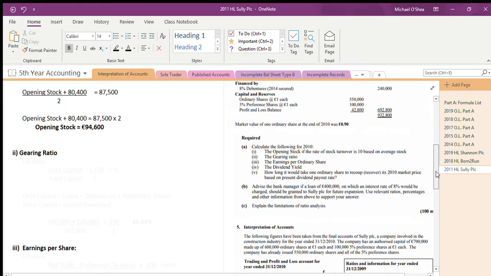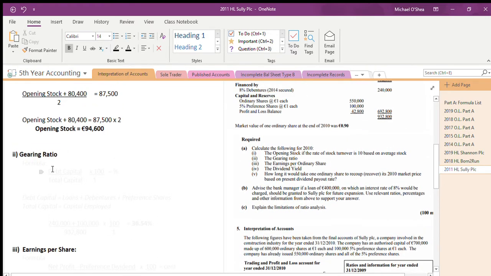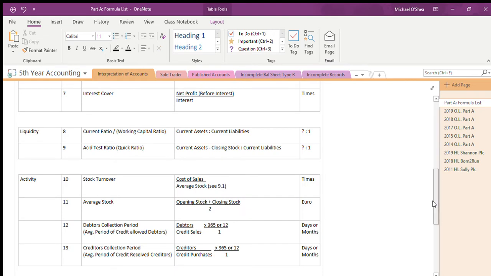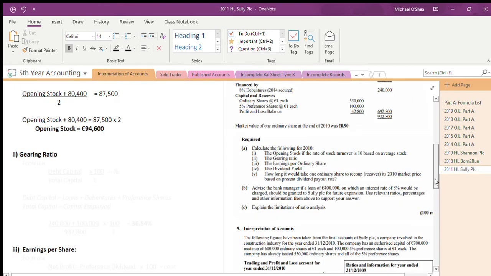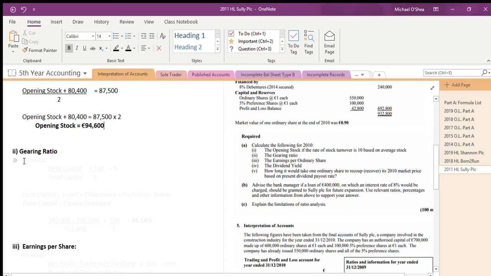Second thing we're asked to do is the gearing ratio. So the gearing ratio, just to show you again in the formulas, gearing ratios up here, it's our debt capital over our total capital multiplied by 100 over 1. Debt capital over total capital multiplied by 100 over 1 equals percent. So I've kind of spelled it out here a little bit what that means.